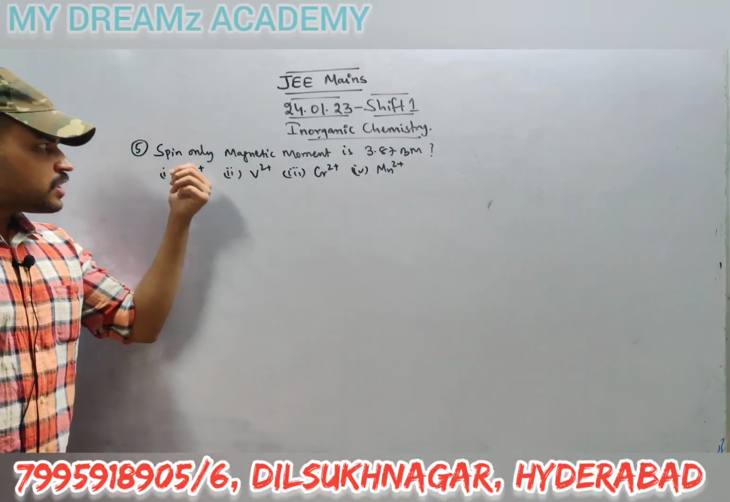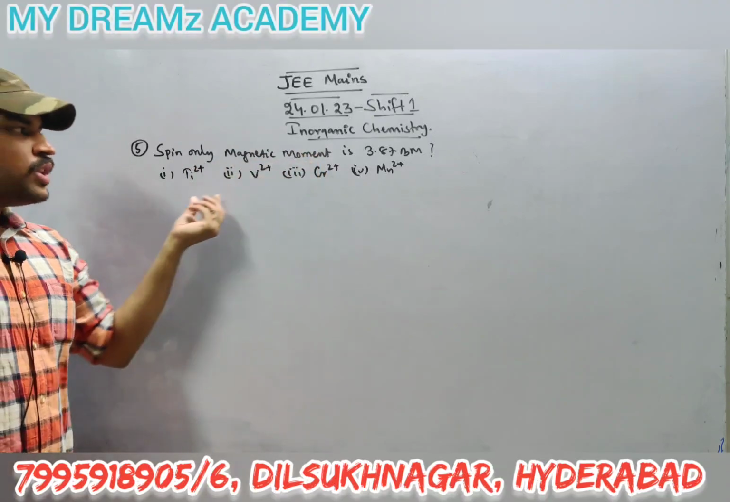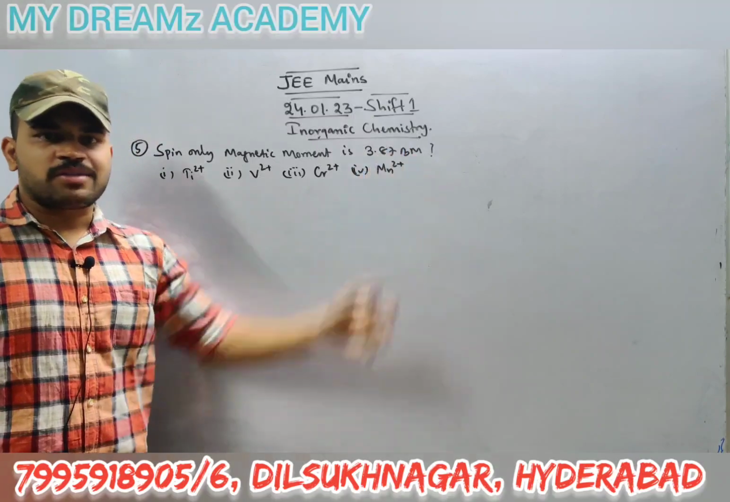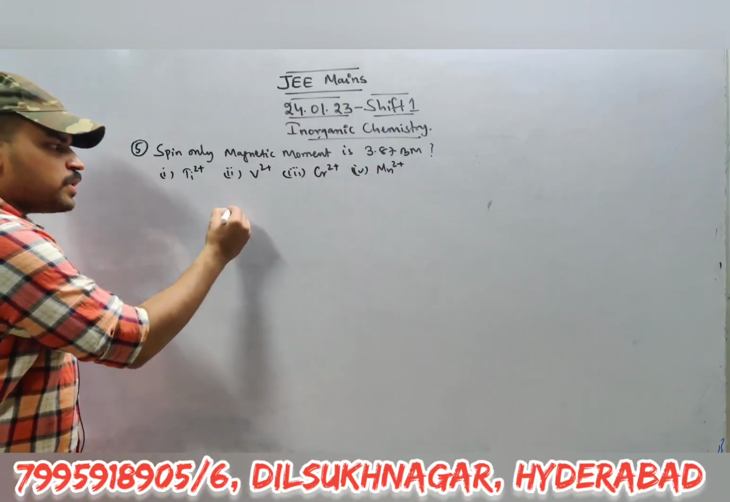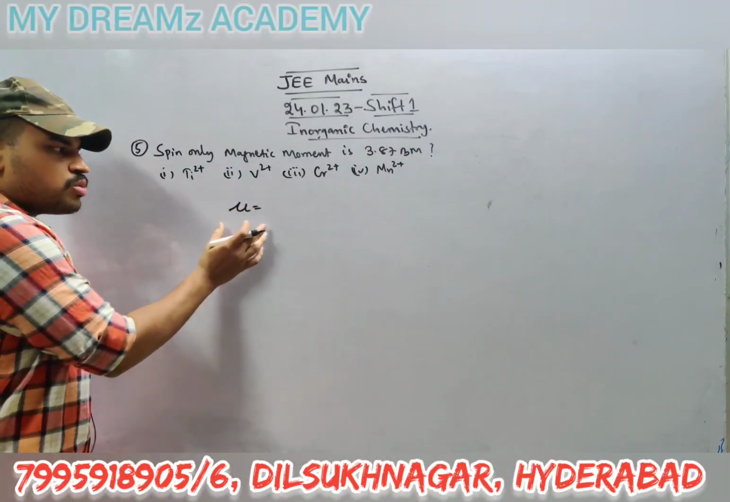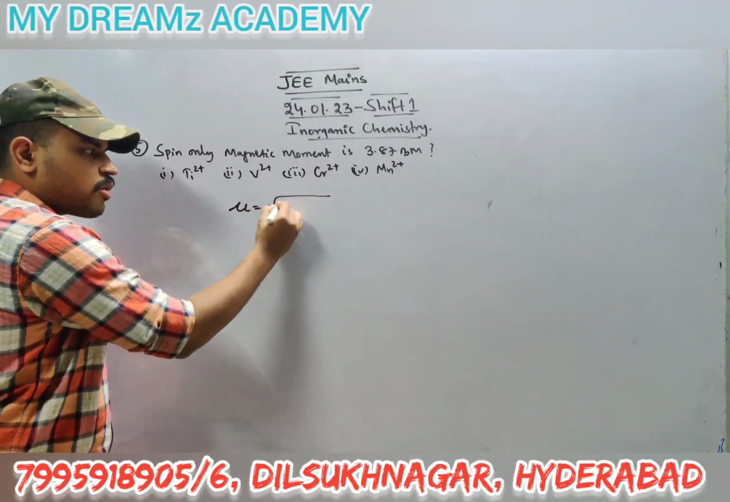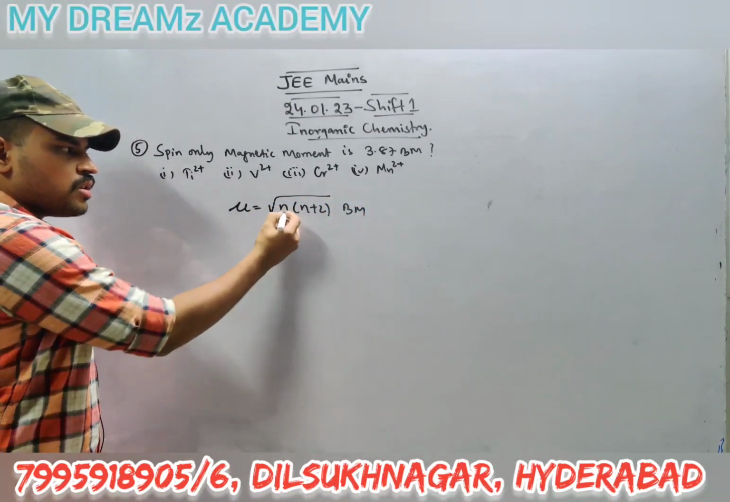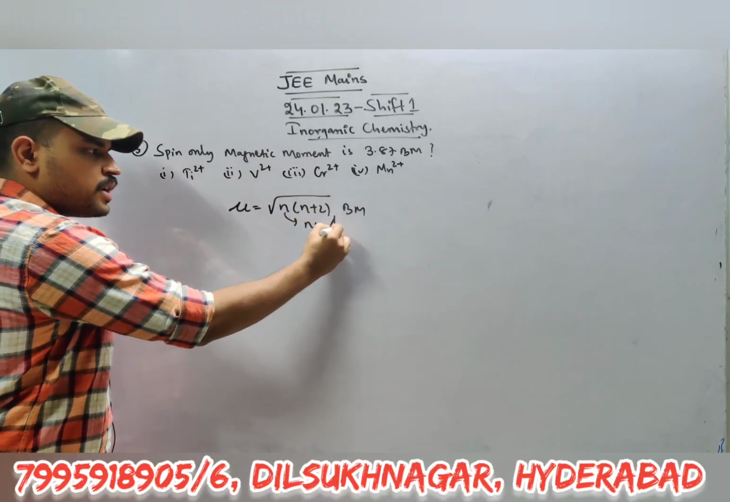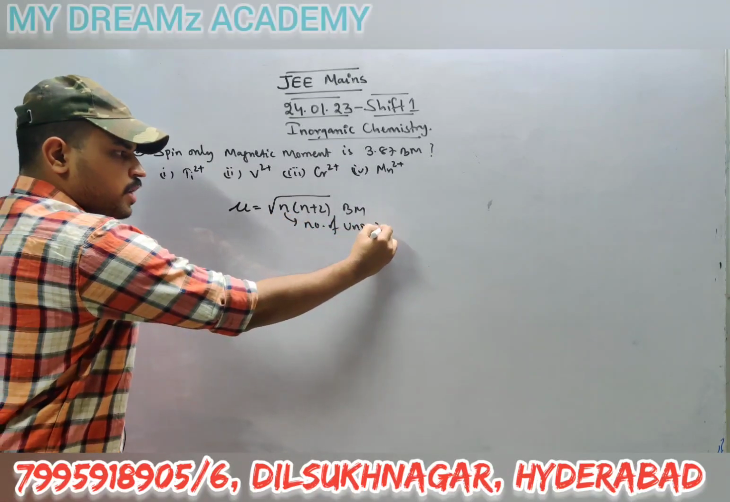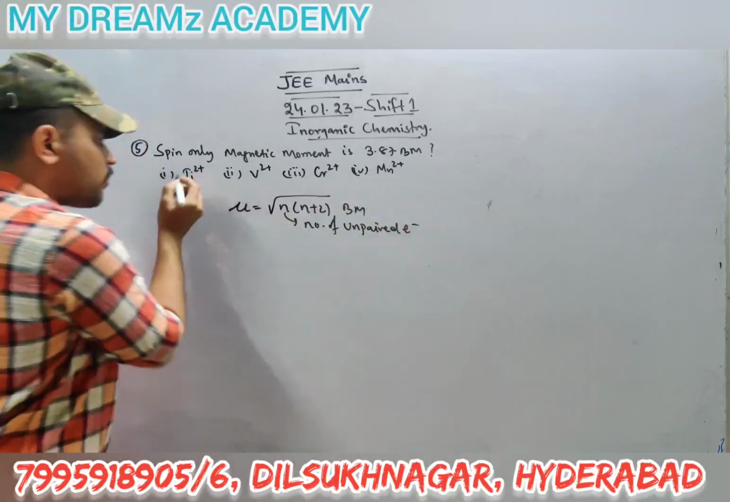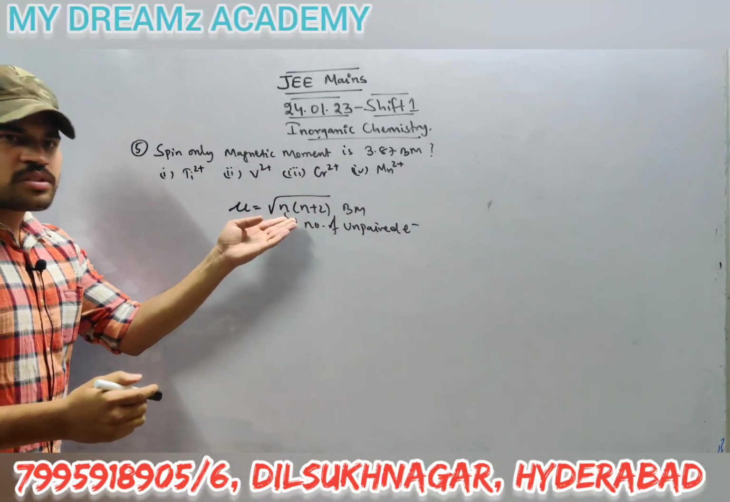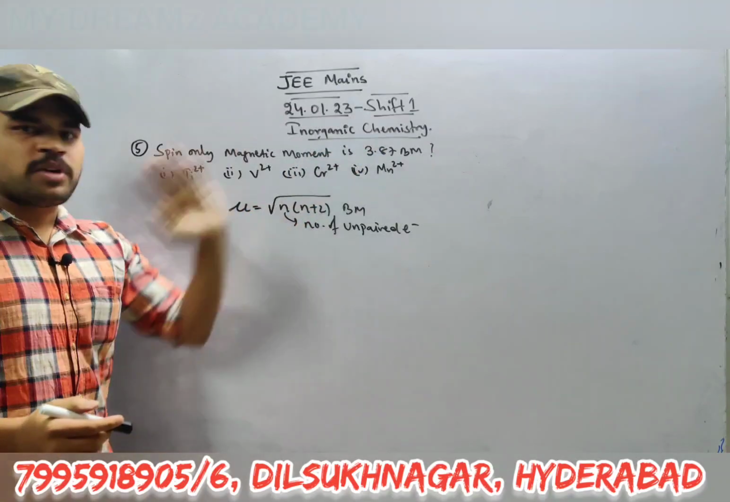So next we will see the spin only magnetic moment. For which ion is the spin only magnetic moment 3.87 Bohr magneton? To find the spin only magnetic moment, the formula is root over n into n plus 2 Bohr magneton, where n is the number of unpaired electrons. We have to find the number of unpaired electrons for each of them, put it in this formula, and compare with this value.